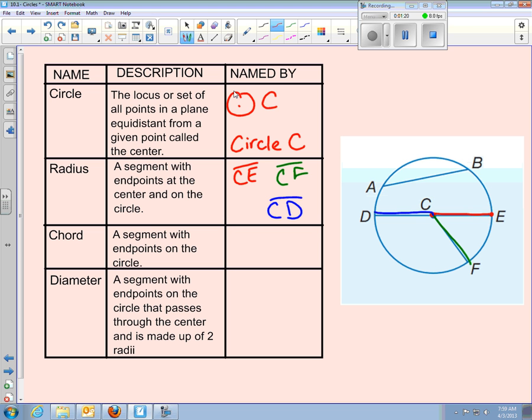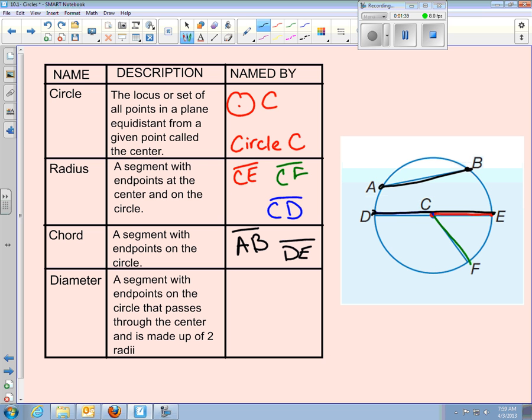A chord is a segment with endpoints on the circle. So a chord has endpoints, both of them on the circle. So for example, we have AB here. Its endpoints are on the circle. And we also have DE with endpoints on the circle.